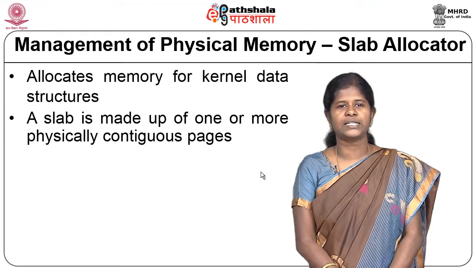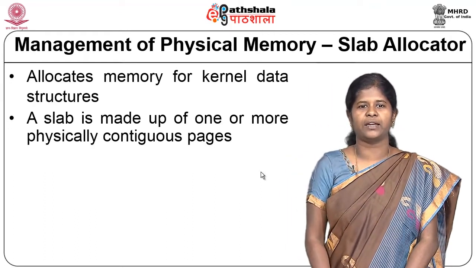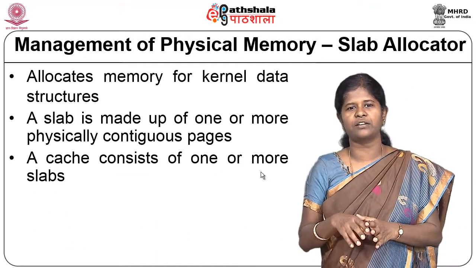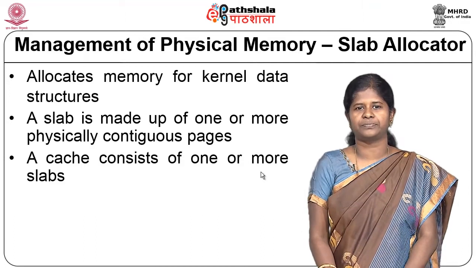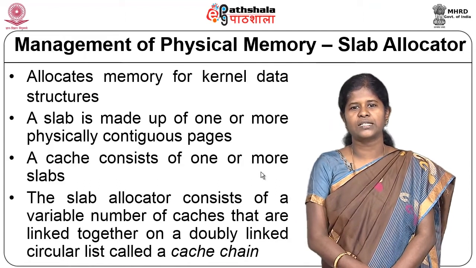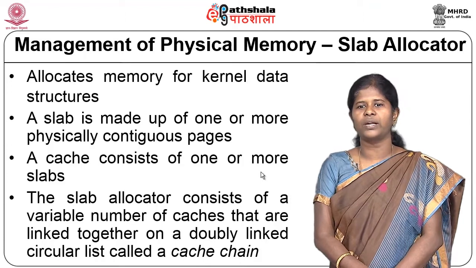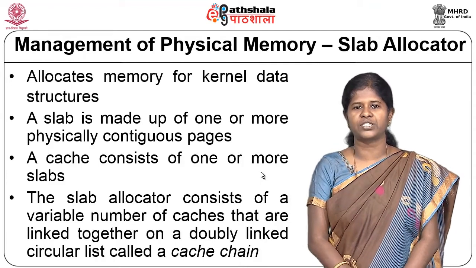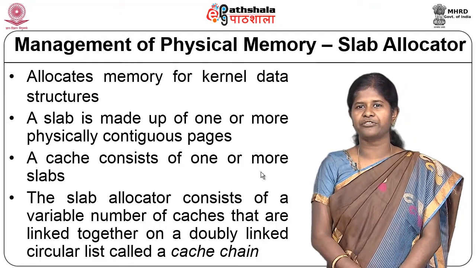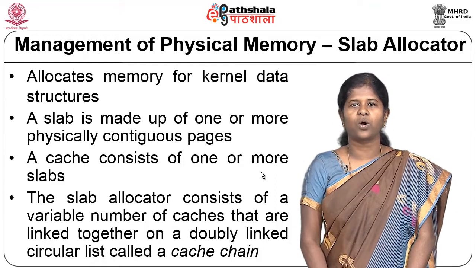So, we see here something called a slab. A slab is made up of one or more physically contiguous pages, and a number of slabs together form something called a cache. And there is a slab allocator which consists of a number of caches that are linked together on a doubly linked circular list called a cache chain. So, slabs put together form a cache. There can be a number of caches which are connected using a doubly linked circular list called a cache chain.